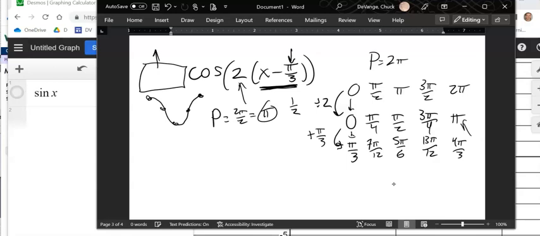All right. So if I were to sketch a graph of this now, notice I don't have anything happening in this direction. So my midline's 1, my amplitude stretches 1. These now, pi over 3, 7 pi over 12, 5 pi over 6, etc.